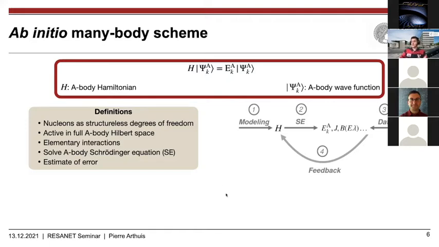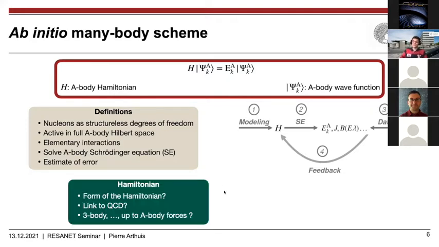Of course, this doesn't come without questions related to the format of the Hamiltonian. It's linked to QCD. So as I was mentioning a bit before, the paradigm at the moment in the community is to use the Hamiltonian derived from chiral effective field theory. And then the question of the 3, 4, and up to 8-body forces. At the moment, calculations are done with 2- and 3-body forces. Ideally, you would have to go up to 8-body. And the question is, what do we miss by not being able to include those in the end?